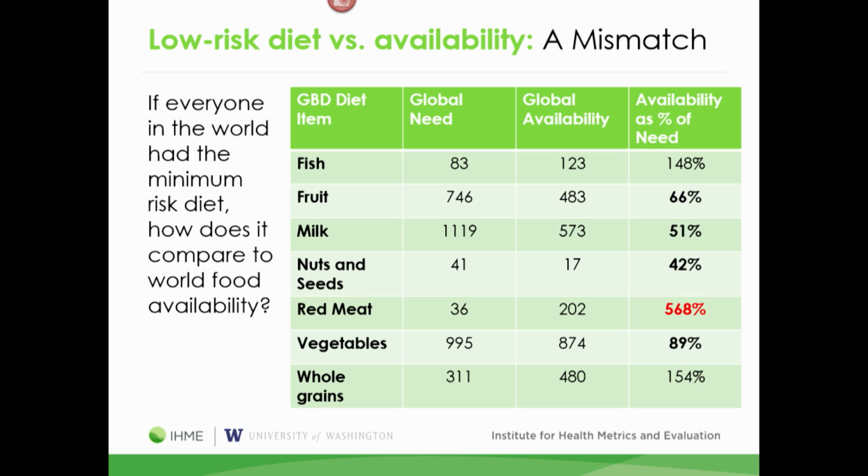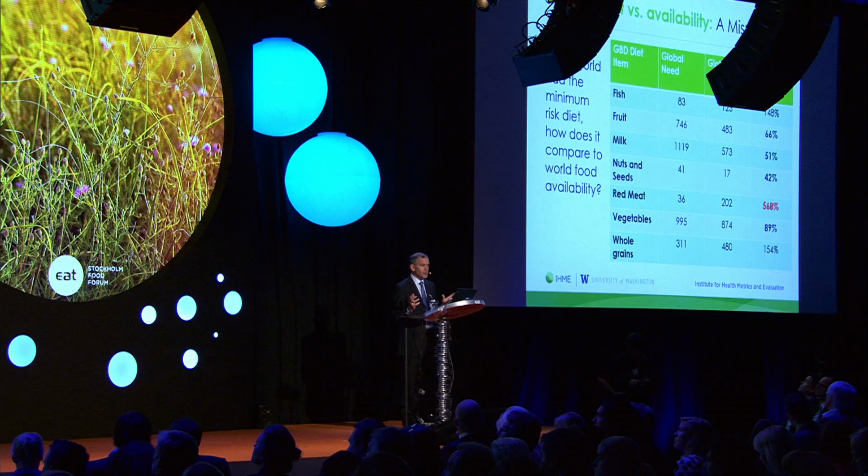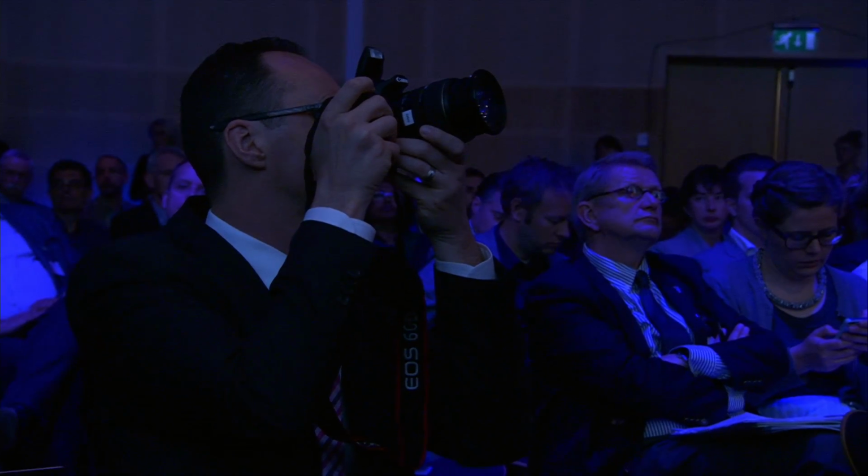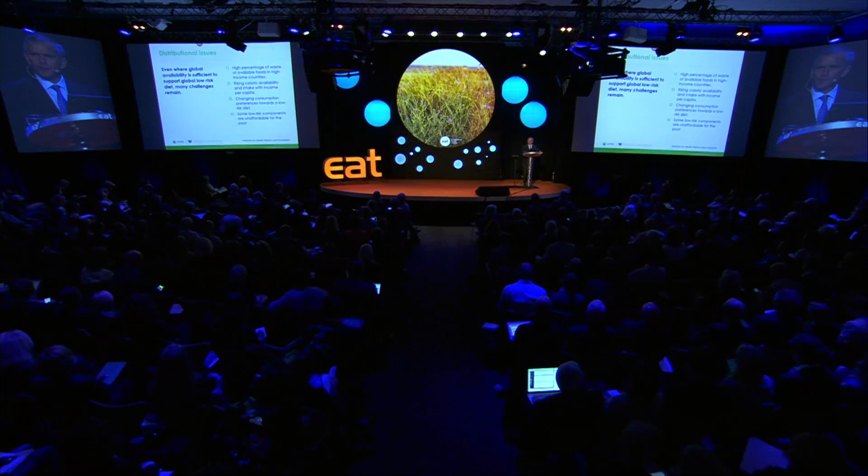So as we think about can everybody eat a minimum risk diet, there's even at the sort of gross macro level a number of mismatches. So how big a challenge is it to get the world to shift to a minimum risk diet? There's a whole series of issues around consumer preferences and education, and how do you encourage a minimum risk diet.